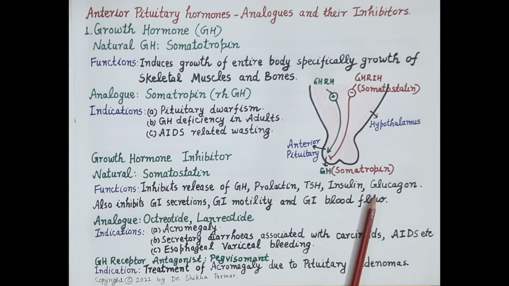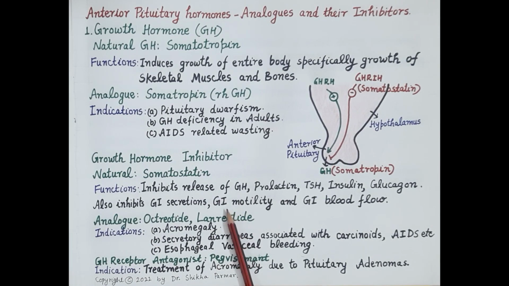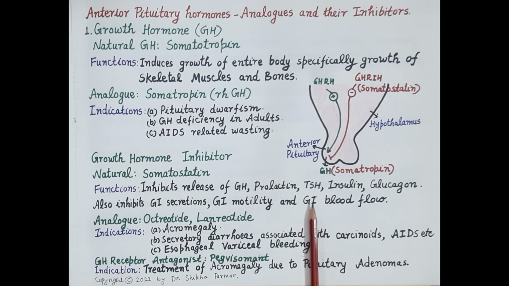In addition to this, somatostatin inhibits almost all GI secretions, like it inhibits secretion of gastric acid, gastrin, hydrochloric acid, bile, cholecystokinin. It also reduces fluid in the colon. Somatostatin also inhibits gastrointestinal motility. Now, in addition to this, somatostatin constricts blood vessels supplying blood to the GIT and thus reduces gastrointestinal blood flow.